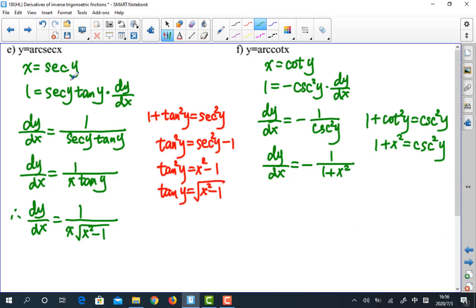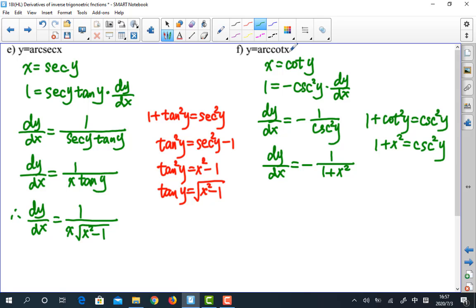E, like D, is not required in the core for HL students. So we just change the form and implicitly differentiate it. So dy over dx equals 1 over secant y tangent y. Secant y is x. Let's just substitute. Then tangent y and secant y have this relationship, so tangent y equals square root of x squared minus 1. Therefore, dy over dx equals 1 over x square root of x squared minus 1.